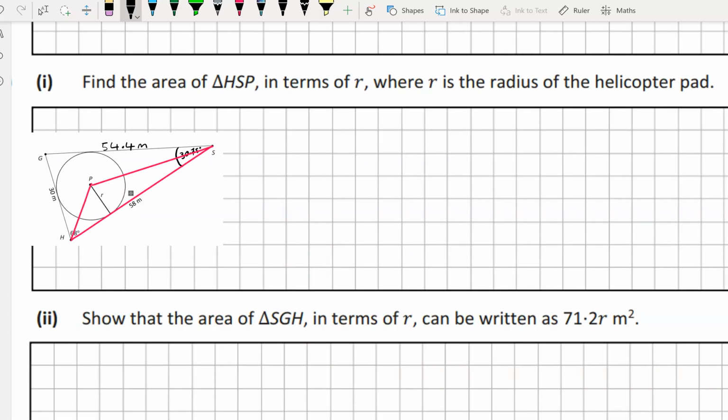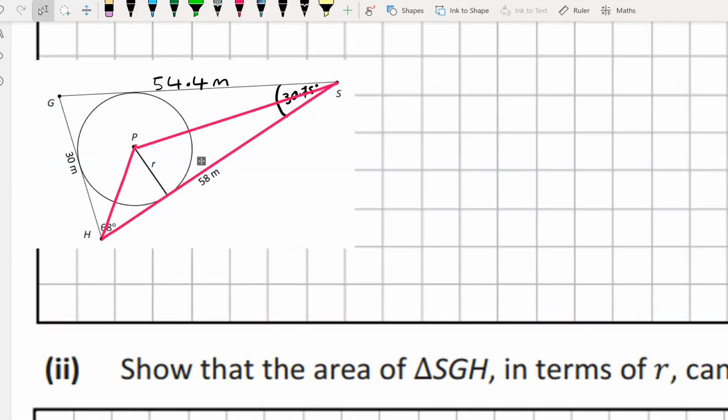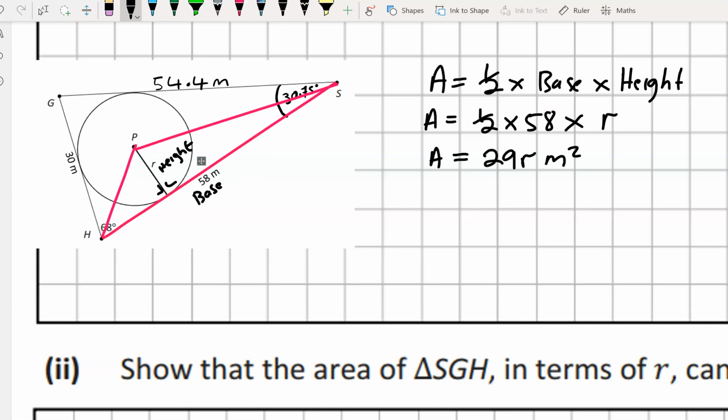Find the area of the triangle HSP in terms of OR, where OR is the radius of the helicopter pad. Because HS is tangential to the circle, we know using our theorems that the radius here must be at right angles. Therefore, we could refer to this as the base, and we could refer to the radius as the height. So using area is equal to half times the base times the height, filling in OR for the height and 58 for the base, we get 29 OR meters squared for the area.